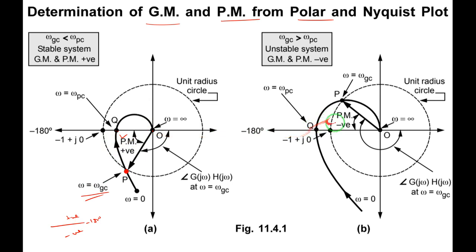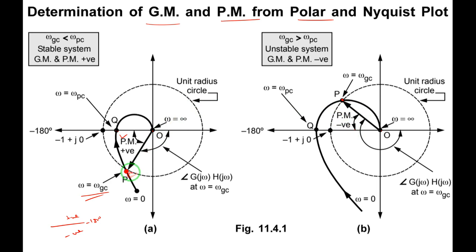The next, observe in the second case, omega equal to omega GC is wherever the polar plot intersects this unit circle, point P is there. From origin to point P, join this. And this is minus 180 degrees, the reference line, and measure this angle here. And this angle, since we are measuring above, it is negative. Please keep that in mind. Or else, another easy thing I will tell you.